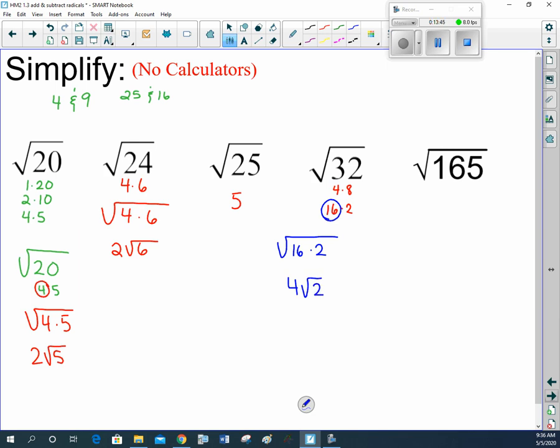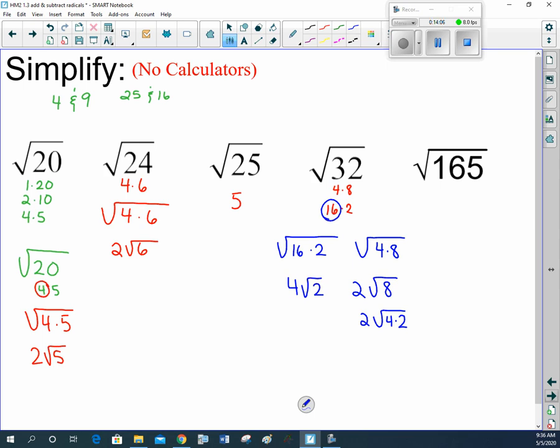Okay, those of you that thought of 4 times 8, not wrong. You would just write your problem like this. 4 times 8, square root of 4 is 2, and now you have 2 root 8. Well, the answers are supposed to be the same. That must mean you got to do it again. Well, 8 is 4 times 2.